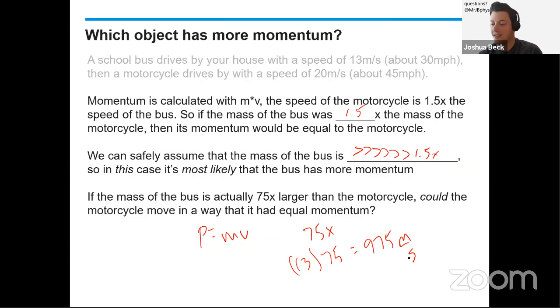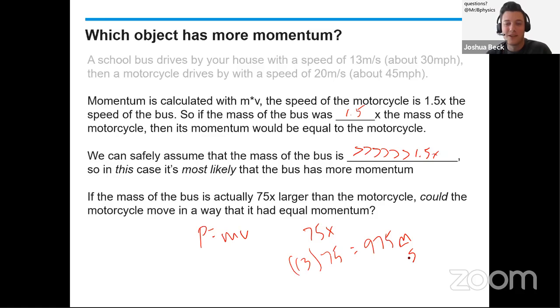975 meters per second. So is it possible for the motorcycle to move in a way so that it has equal momentum as the bus? Well, mathematically, sure. But this is a physics class, so we can put some realistic parameters on here. 975 meters per second. Well, that sounds fast because it is, right? Think about the speed of sound, a little over 300 and something, 300 to 350 meters per second, depending on conditions, right?